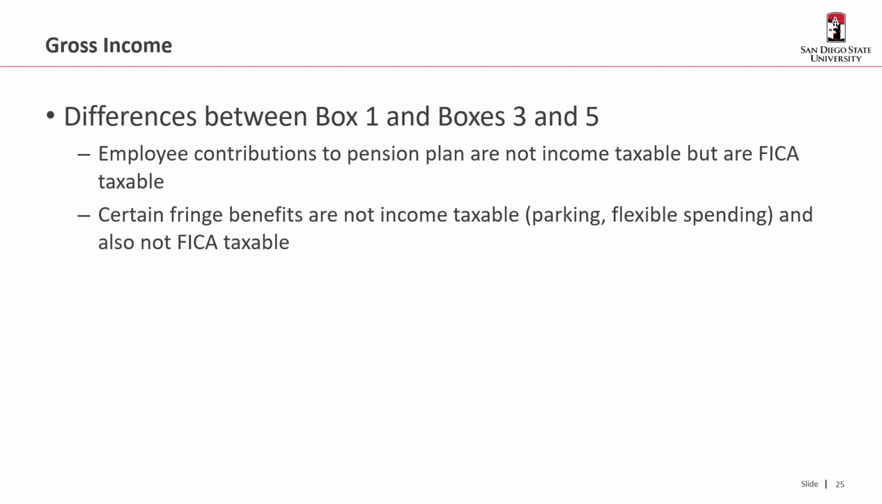All right, so again, there are differences between box 1 and boxes 3 and 5. For example, employee contributions to a pension plan are not income taxable, but are FICA taxable. Certain fringe benefits are not income taxable, like parking and flexible spending, and are also not FICA taxable. So you will find that there can be reconciling differences between box 1 and boxes 3 and 5.